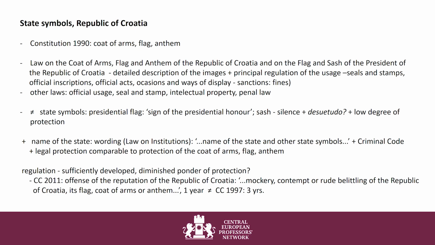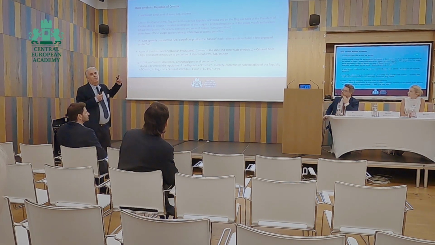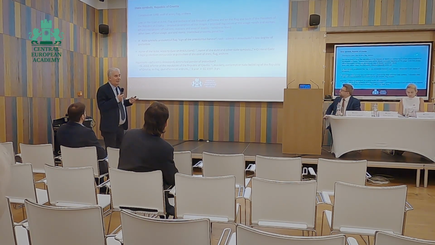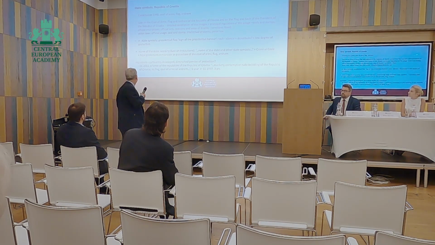Because of certain legal arguments, I would say that the flag of the President and the sash especially are not state symbols, but just the coat of arms, flag, and anthem. Plus, because of particular treatment in legislation, the name of the state, because the name of the state is protected and in one case is implicitly proclaimed as a symbol of the state.